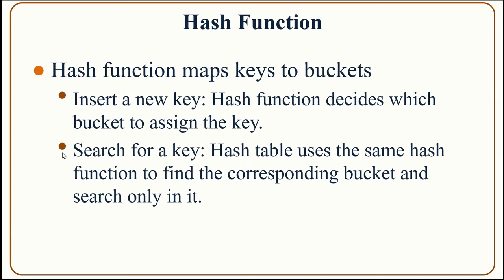The hash function maps keys to the corresponding buckets. When a new key is going to be inserted, the hash function decides which bucket to assign the key, and then later the key will be stored in the corresponding bucket. When a key is going to be searched for, the hash table uses the same hash function to find the corresponding bucket and search only in the bucket.